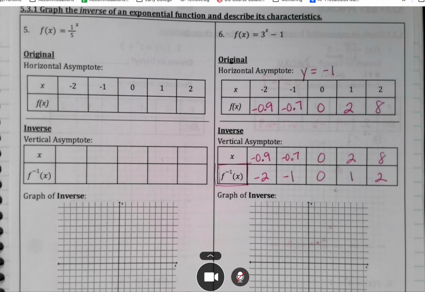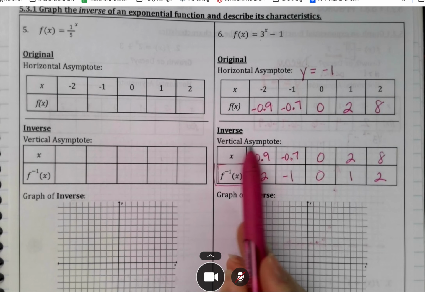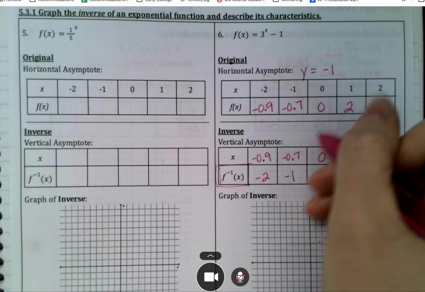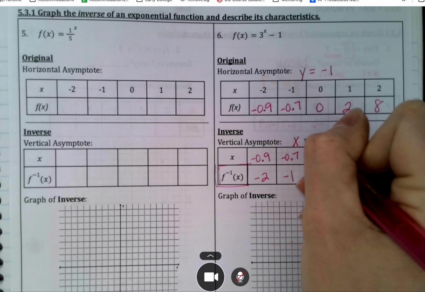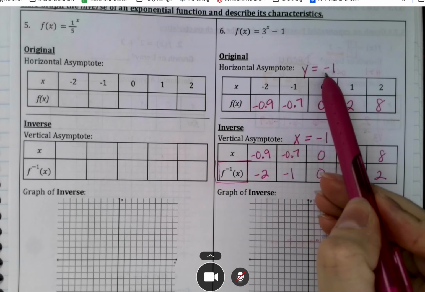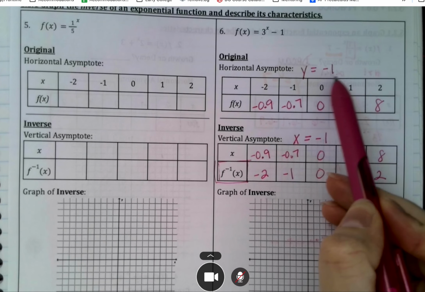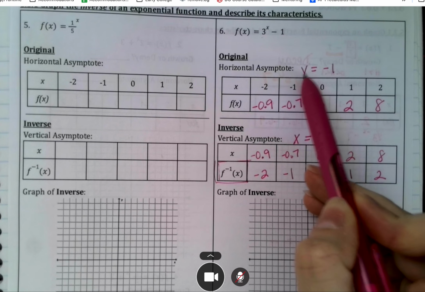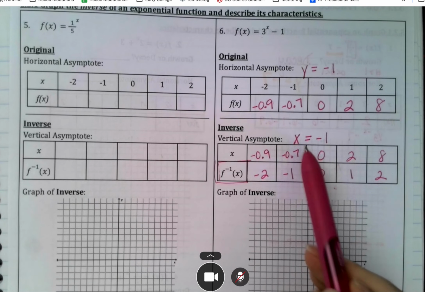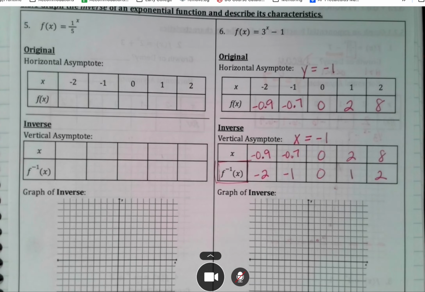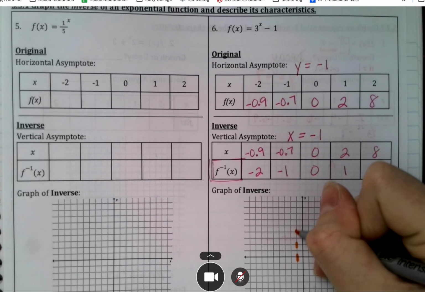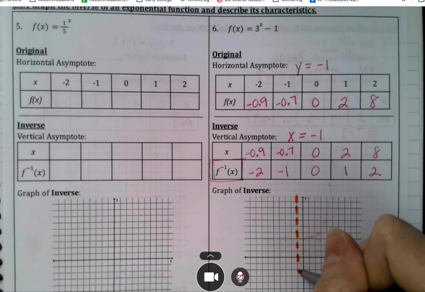So now I want to graph my inverse. To help me graph, I want to identify my vertical asymptote. So it is a vertical asymptote because now it's going to be x equals -1. It's that same value from our original, but all of our y values turned to x values. That's why we flip-flopped these. So it's x equals -1. So for my vertical asymptote, an x value of -1 is right here. So I'm going to do a dotted line.